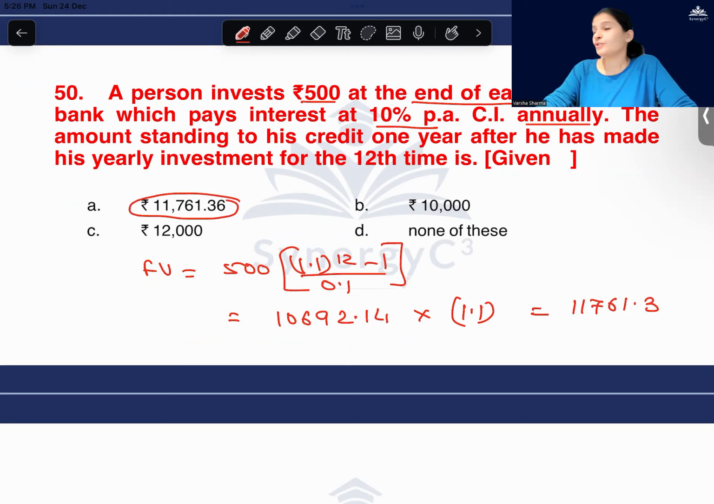Understood? You are allowed to make 12 installments, but after the 12th installment, you did not take out the money. You did not cash out your check. What you did is you kept the money for 1 more year with the bank, for which you got a normal compound interest for a period of 1 year. And then you took it out after a period of 1 year. So what was the amount that you got? Clear? Everyone? Doubt?